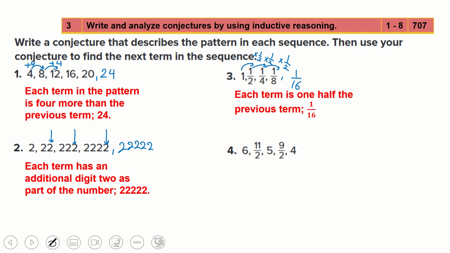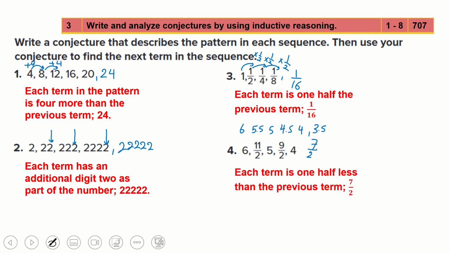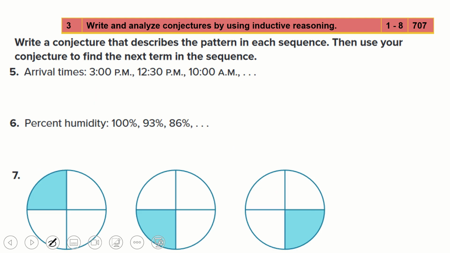And here, this is 6. 11 over 2 is 5.5. And this is 5. This is 4.5. And this is 4. If you guess what comes next, it will be 3.5, which is 7 over 2. So each term is 1/2 less than the previous term.